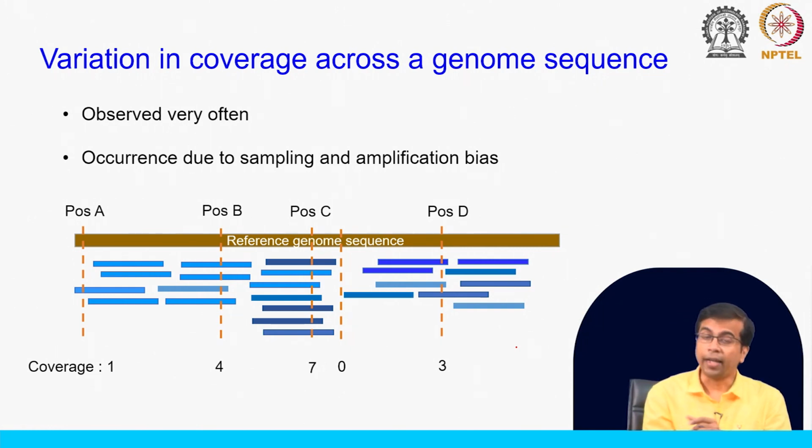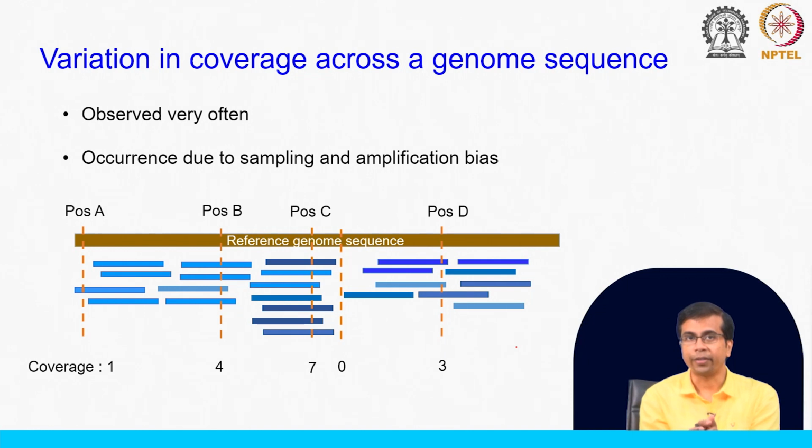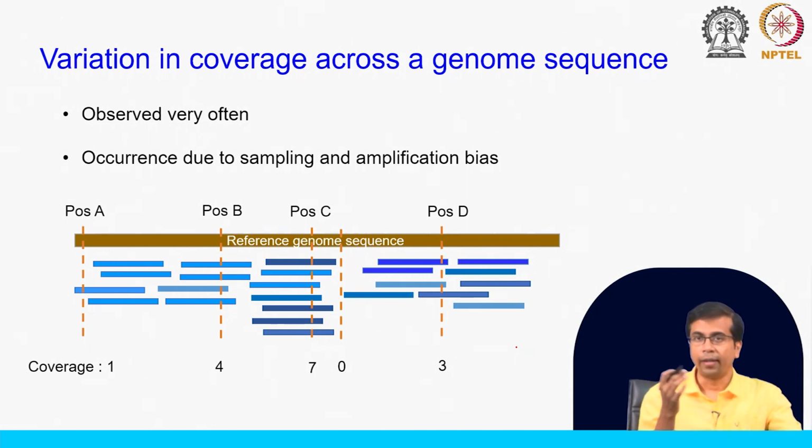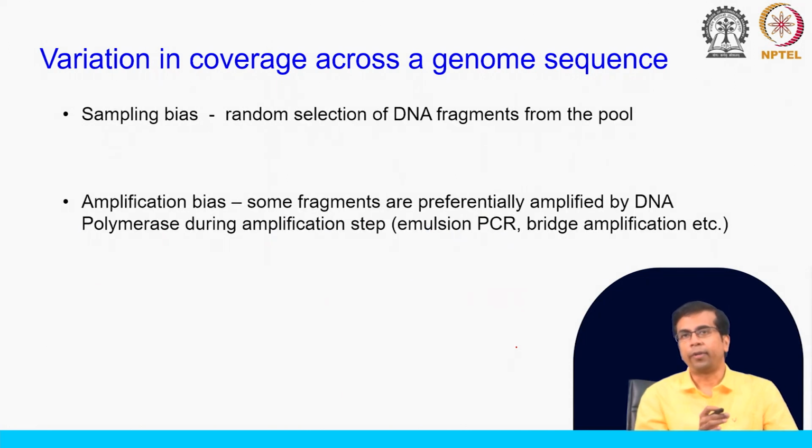So, it can happen, some positions, you have seen these examples, 1, 4, 7, and in some cases it might be 0. Some positions there might not be any read mapped at all. And then again the coverage could fluctuate between 1, 5, 7, etc. Again, this is something you need to be aware of. Now, what is sampling bias?